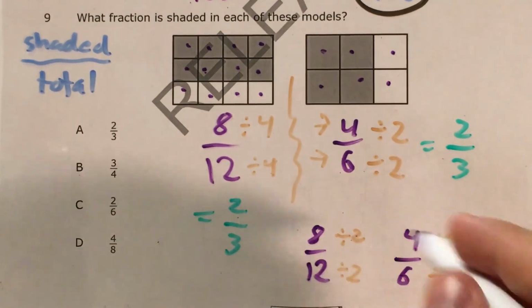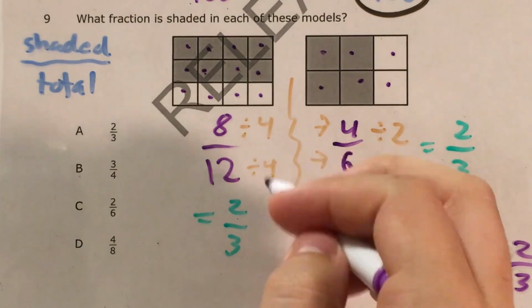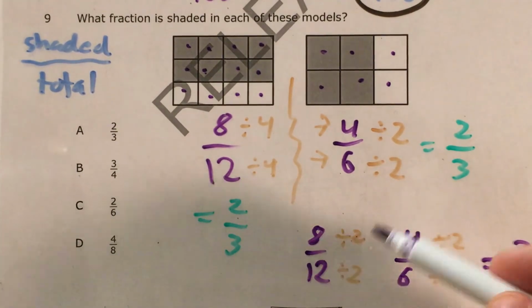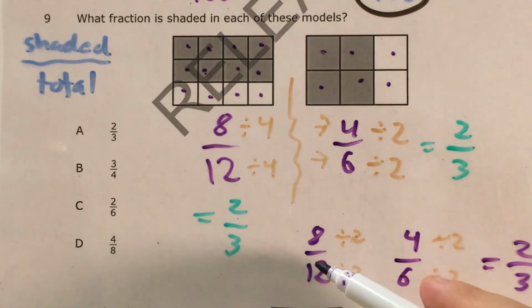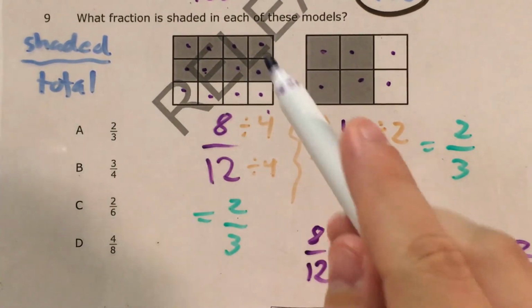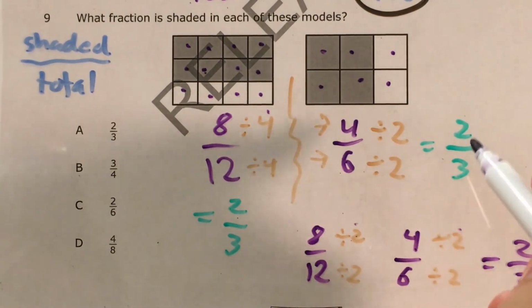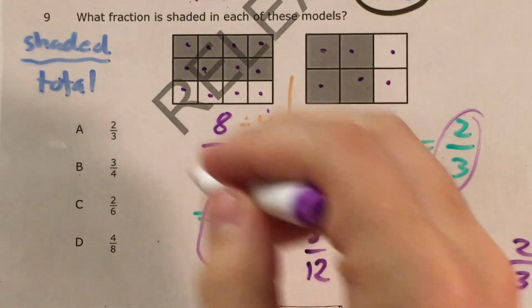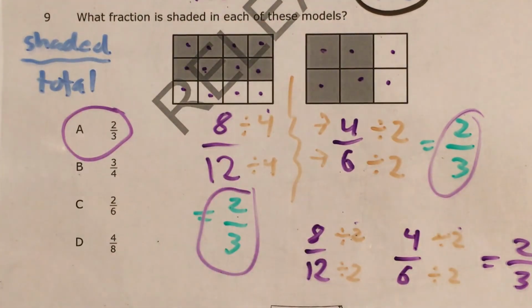So the point of all this is, even if you didn't see that both of these are multiples of 4 at first, you could have gone ahead and just divided your numerator and denominator by 2 twice, because 2 times 2 is 4, so that works. You still would have ended up with the same answer, which is 2/3. So we have 2/3 and 2/3. Now I can say with full confidence that A is my answer, 2/3.